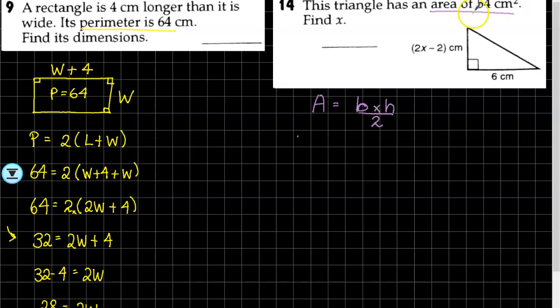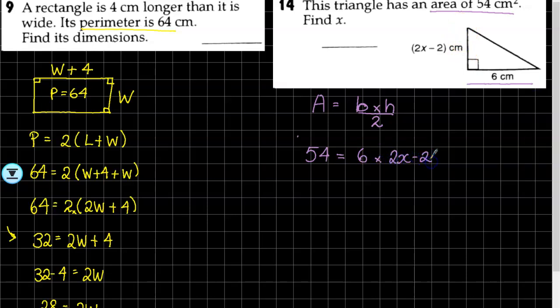And then we're going to put our information in. So instead of A, we know the area is 54. We put that underneath the equal sign. This is really important, why we need to be neat and write everything down. It makes life so much easier for ourselves. The base is 6 and our height is 2x minus 2.